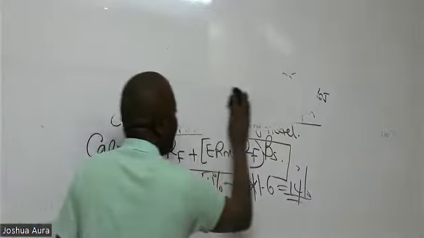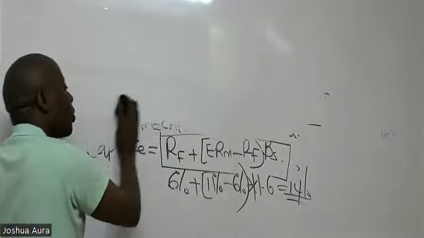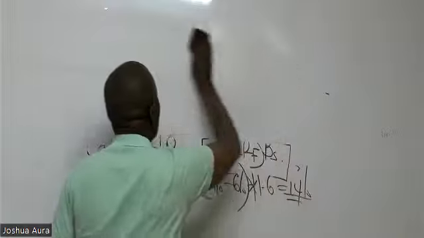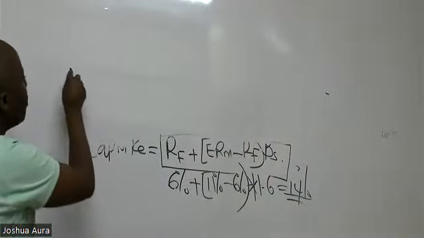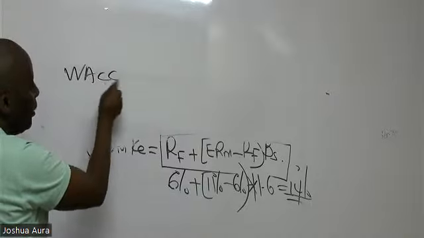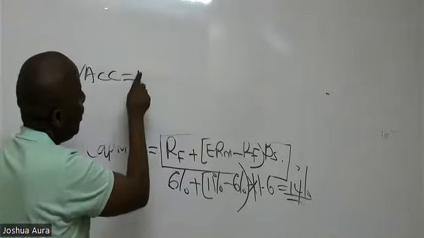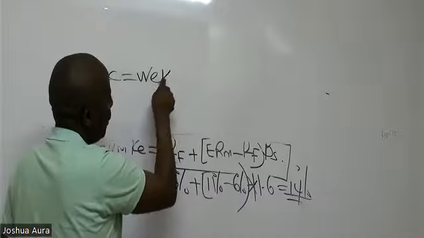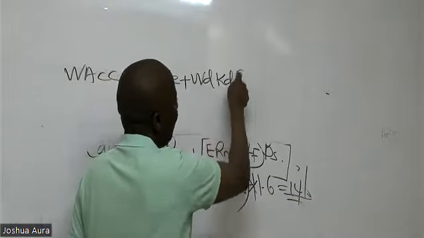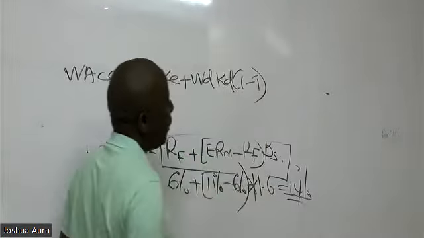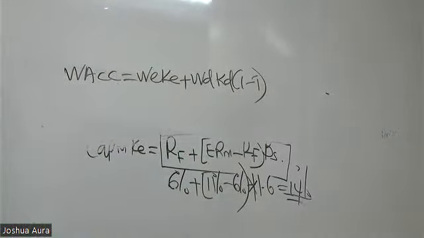Now, ladies and gentlemen, please come here. It's not lost on us what you're supposed to do in this question. What you're supposed to do in this question is to get the famous WACC. So WACC, in this case, we know that it is weight of equity times cost of equity, plus weight of debt times cost of debt. But now this has to be adjusted for tax. This has to be adjusted for taxation.